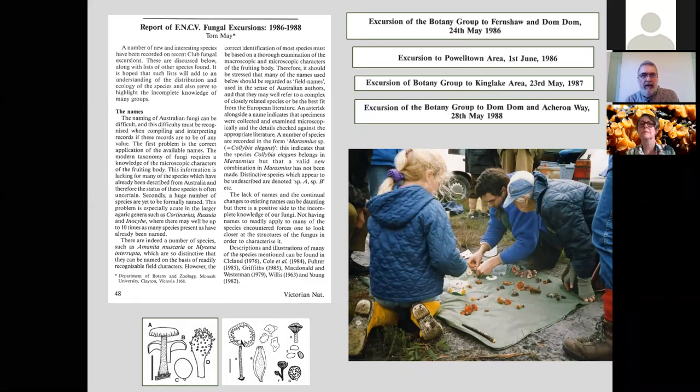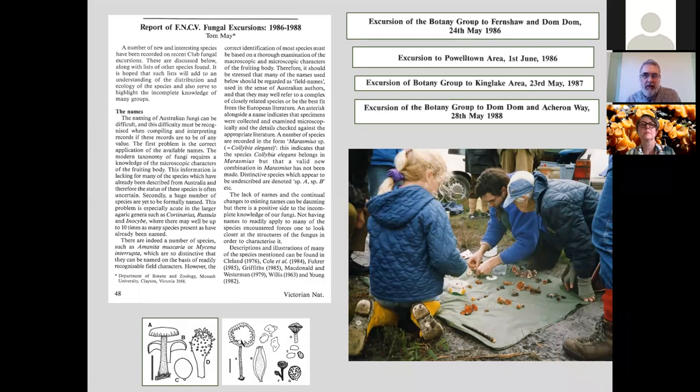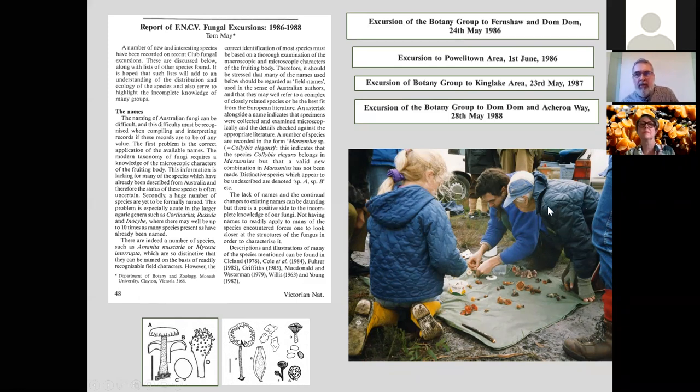And really following on from the tradition, I guess, people like Jim Willis used to publish lists of the fungi that were found in the Victorian Naturalist. So based on a few of the forays around the 1980s, I started doing that. Here's one of the forays with Ilma Dunn, one of the botany group members of the Field Nats.